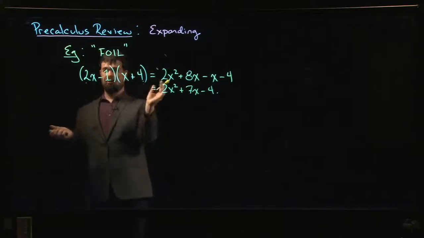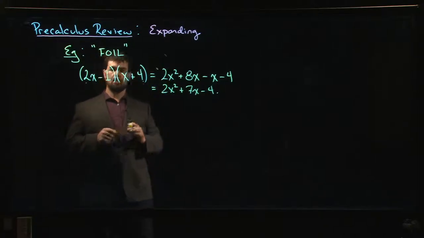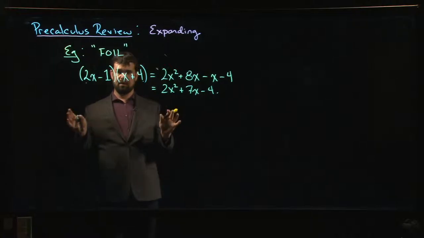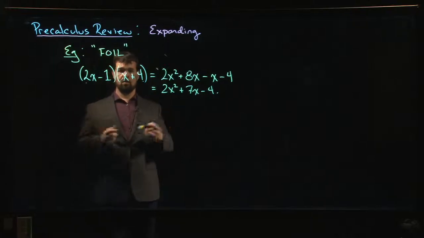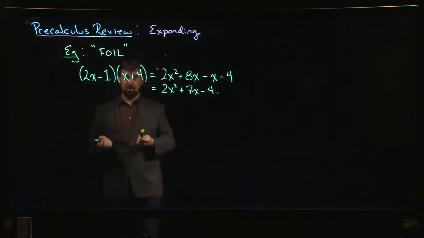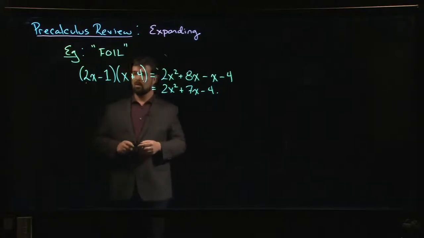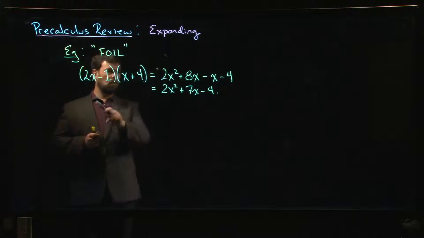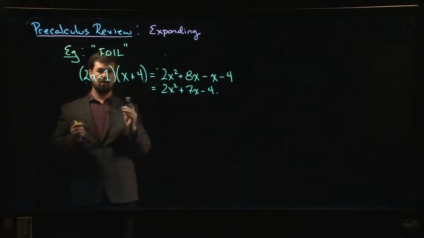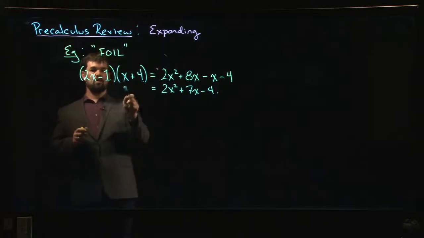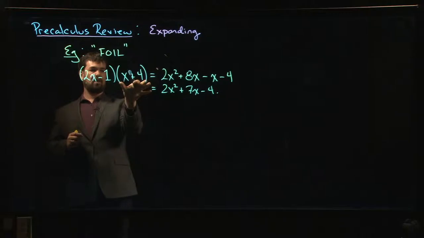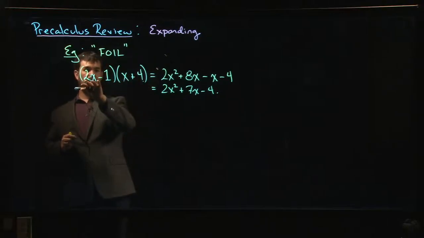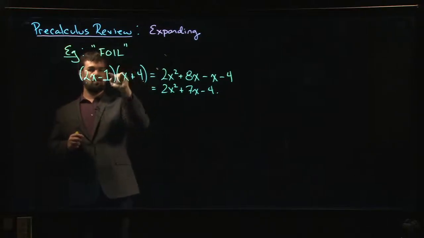Then FOIL works just great. But this is not going to be the only situation that you run into, right? There's going to be other types of multiplication that you have to do. So what's probably better to do is to realize that what you're doing when you're doing FOIL is you're relying on this distributive property, the fact that you can take this x plus 4, multiply it through these brackets, so you can do the x plus 4 multiplied by 2x, and then do the x plus 4 multiplied by minus 1.